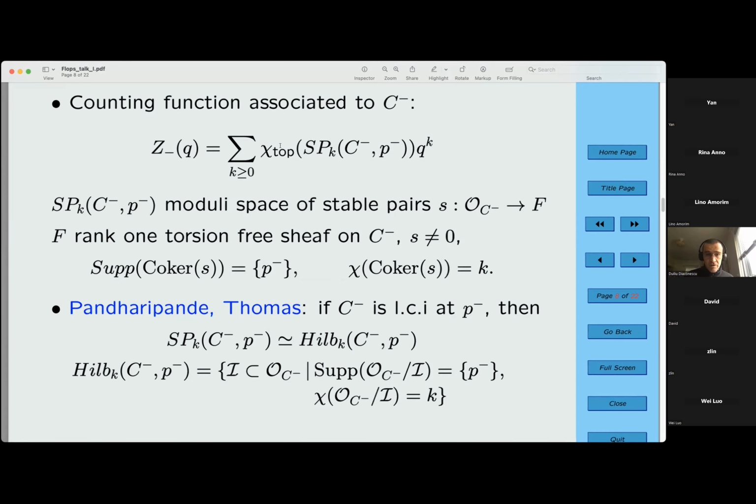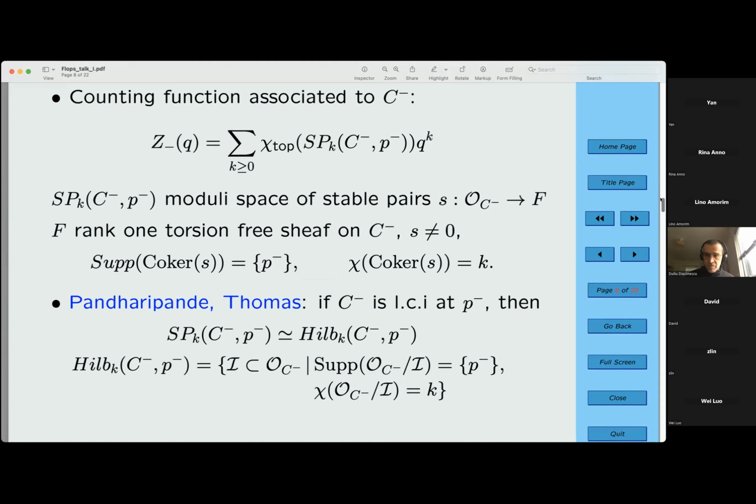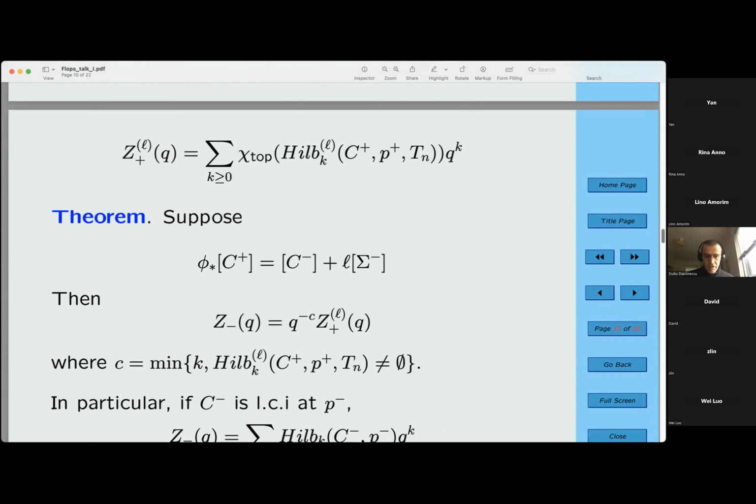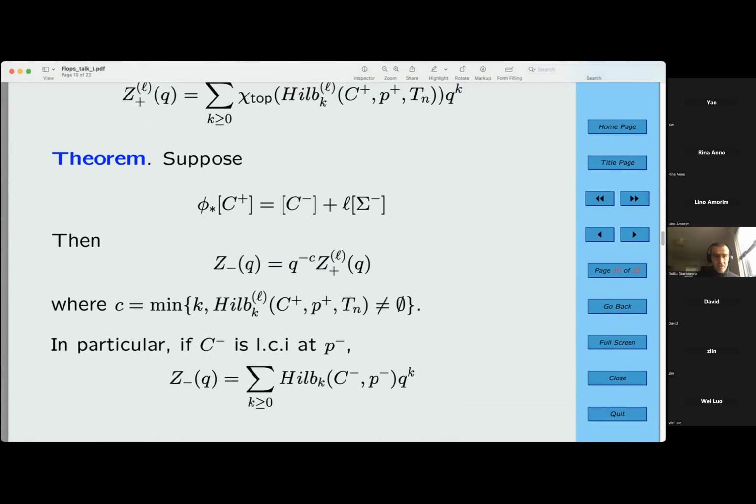But the question is, I forgot to emphasize that we are not using virtual Euler characteristics here. We're not using any non-trivial, like the Behrend constructible function or anything else like that in the talk. This is like the most basic version of what you can do. And then this is the main theorem, if you want. These two generating functions are related, in fact, by a simple rescaling by some power of Q.